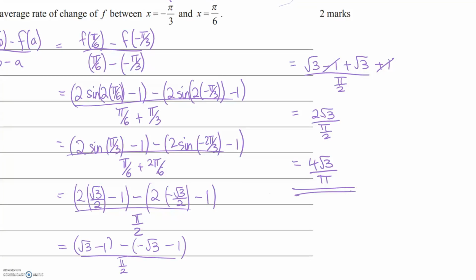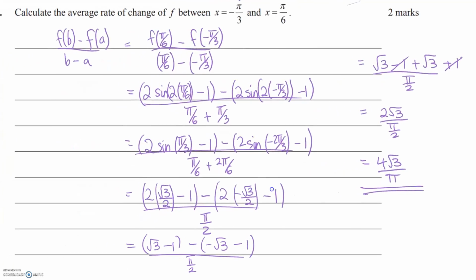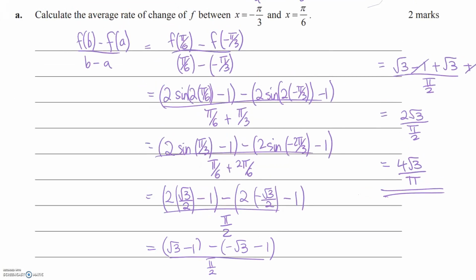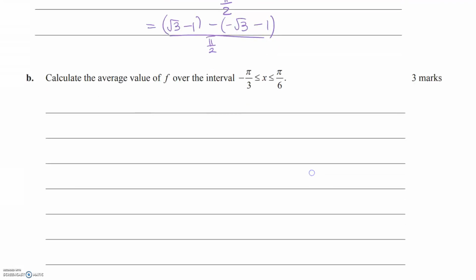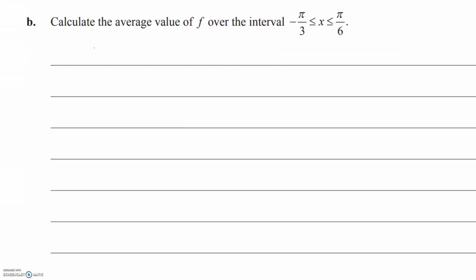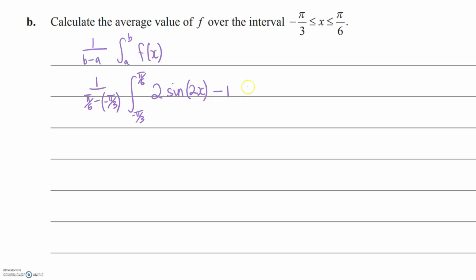A nice chunky bit of algebra there, but hopefully, if you're careful, make it through that one. Talking of chunky algebra, average value. So this says we have 1 on b minus a, the integral between a and b of f of x. This is what will give us our average value. So in our case, this is 1 on pi on 6 take pi by 3, in between negative pi on 3, pi on 6. Our f of x is 2 sine 2x, take 1.